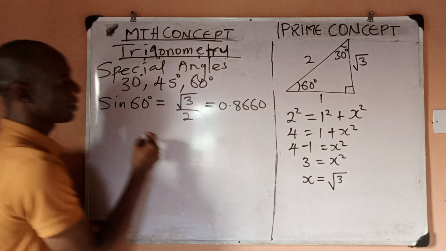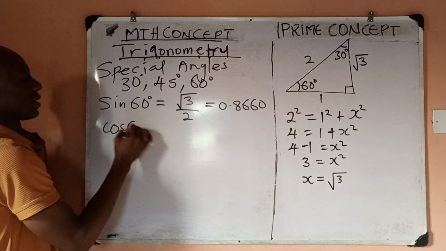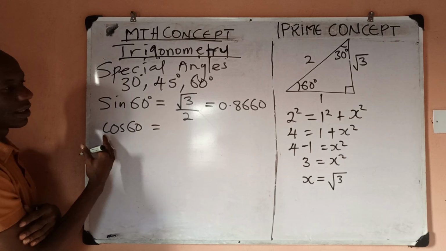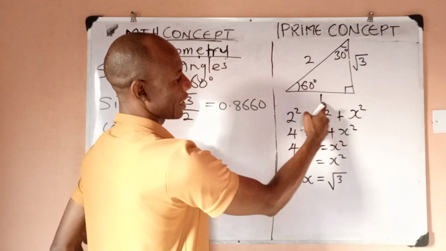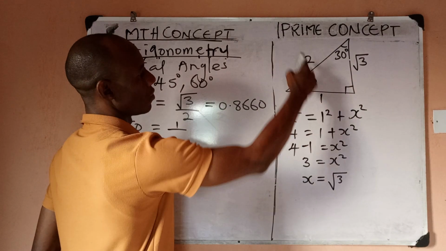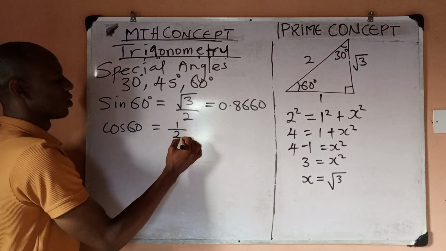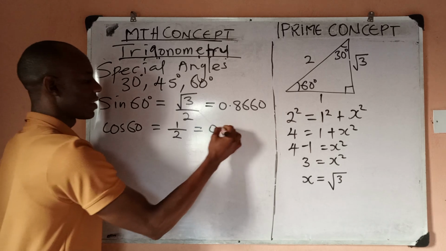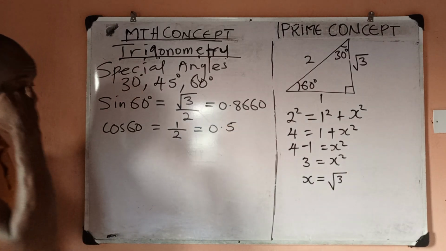Also, we want to find, okay, let's do cos 60. Let's be done with 60. So cos is adjacent. So adjacent is 1. So cos is adjacent, which is 1, over hypotenuse, which is 2. So this is what you have, which is the same as 0.5, right?